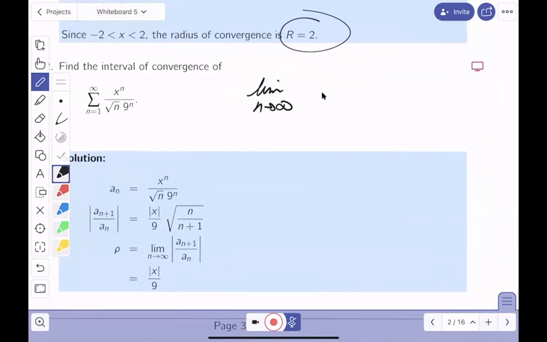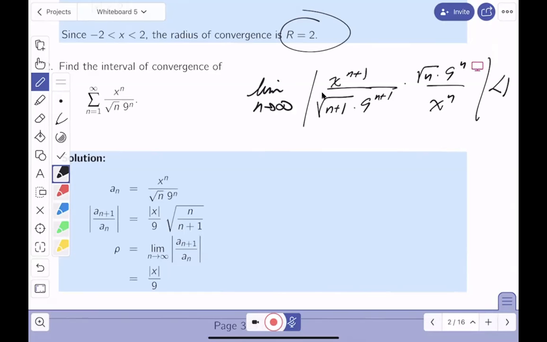All right, let's do this one over here. Limit n goes to infinity. Let's see, the absolute value of x to the n plus 1 over the root of n plus 1 times 9 to the n plus 1. Now I'm going to divide by a_n, which is like multiplying by its reciprocal. So it's going to be root n, 9 to the n over x to the n. And this should be less than 1. All right, let's see if we can simplify that.